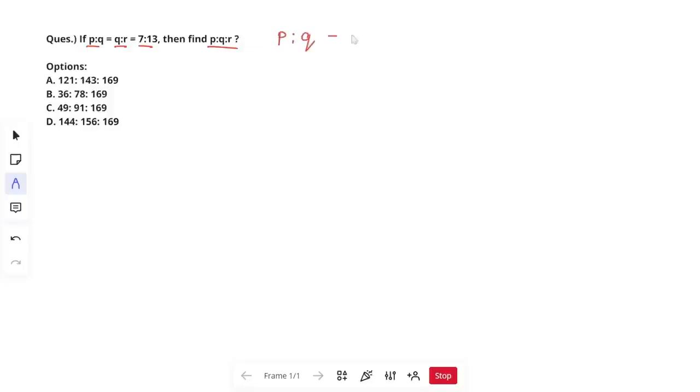First of all, let's take the initial ratio that is given to us, P is to Q is equal to Q is to R is equal to 7 is to 13. Okay. Now based on this, what can we write? Can we write this? P is to Q is equal to 7 is to 13 and Q is to R is equal to 7 is to 13, right? We can absolutely write this.